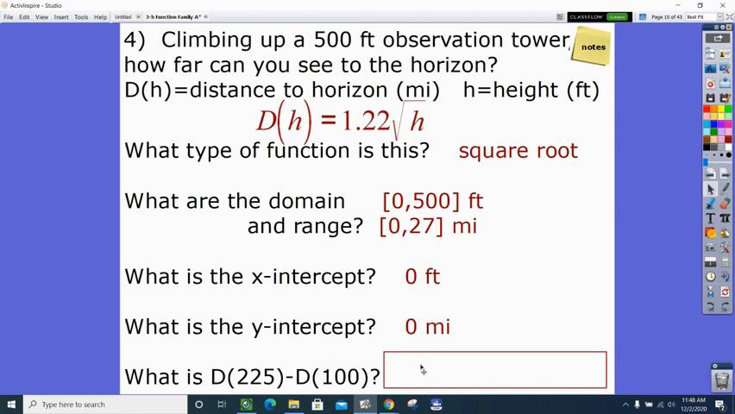So first of all, numerically, did you get 18.3 minus the 12.2, which would be 6.1 miles? What does that mean in terms of the tower? Basically, if you are at 100 and you go up to 225, you will have an increase of 6.1 miles more visibility. So when you go up that 125 feet, you can see 6.1 further miles. All right, that was the square root.